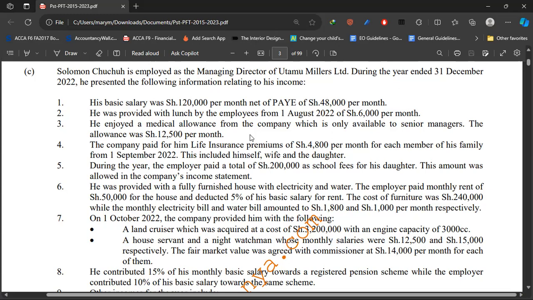The employer paid monthly rent of 50,000 for the house and deducted 5% of his basic salary for rent. The cost of furniture was 240, while the monthly electricity bill and water bill amounted to 1,800 and 1,000 per month, respectively. On 1st October 2022, the company provided him with a Land Cruiser, acquired at a cost of 3.2 billion with an engine capacity of 3,050. A servant and a night watchman, whose monthly salaries were 12,500 and 15,000 respectively. The fair market value was agreed with the commissioner at 14,000 per month for each of them. He contributed 15% of his monthly basic salary towards a registered pension scheme, while the employer contributed 10% of his basic salary towards the same scheme.